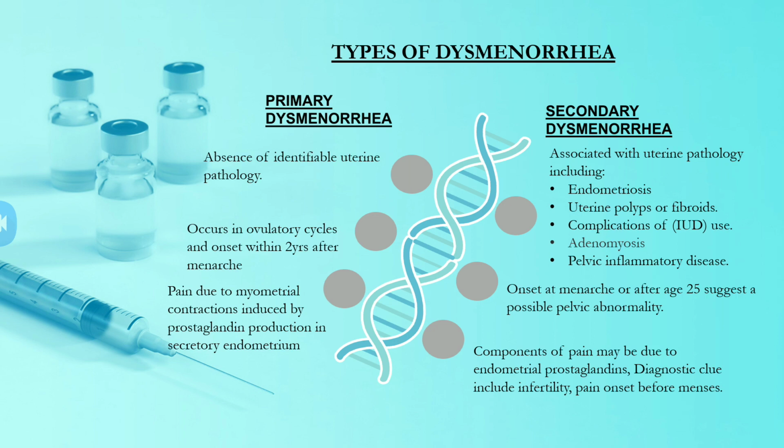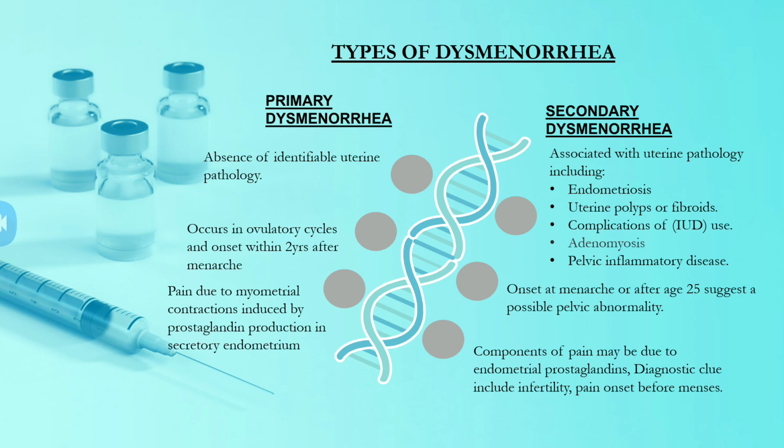Third is a complication of intrauterine device that is used for birth control. Fourth is adenomyosis. Adenomyosis is the common condition in the older women who have had children. Fifth is the pelvic inflammatory diseases. These are all the uterine pathologies that are associated with the secondary dysmenorrhea.